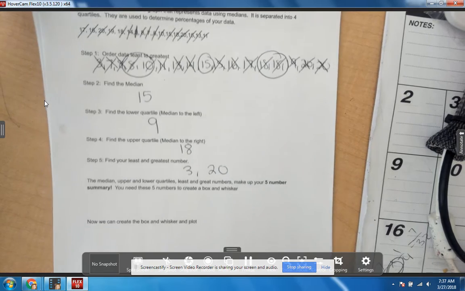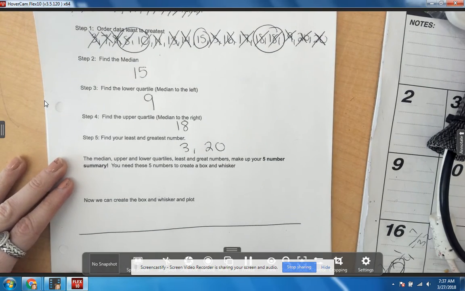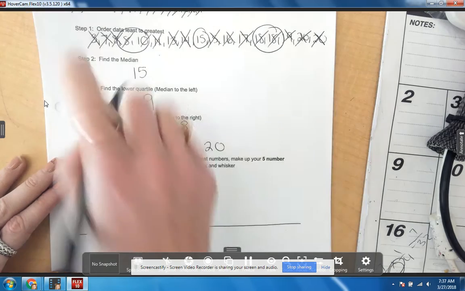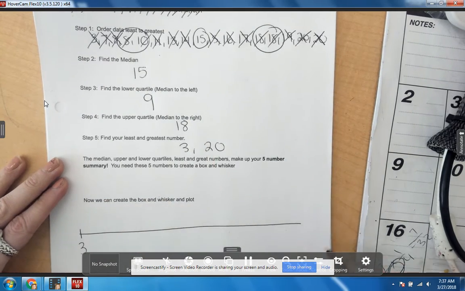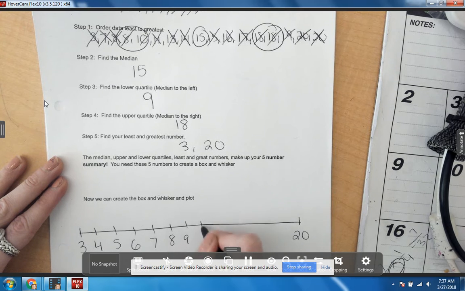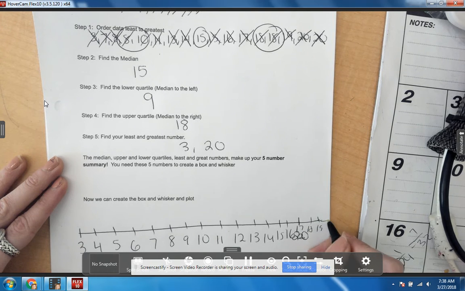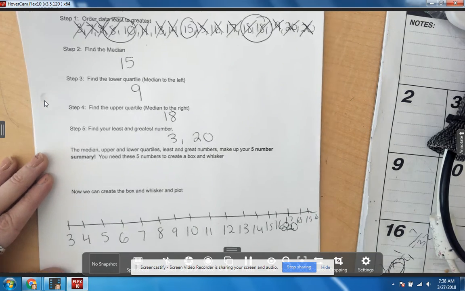Okay, so let me show you how to make one. So make sure you're doing this with me. You draw a number line and you number it from your smallest number to your biggest number. So our smallest number is 3. Our biggest number is 20. So every number in between. So 4, 5, 6, and then you do it all the way up to 20. Ooh, I'm going to run out of room. 15, 16, 17, 18, 19, 20. Okay, so hopefully you didn't write as big as me.